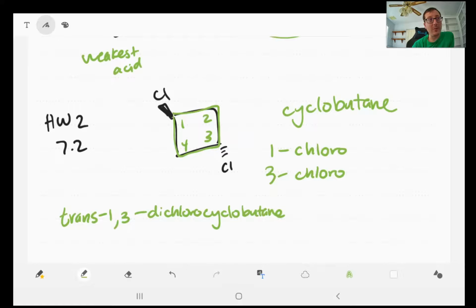So, I'd be okay if you wrote trans. I'd be okay if you didn't write trans. Either way, I'm happy if you just write 1,3-dichlorocyclobutane. But if you put the trans, whatever.